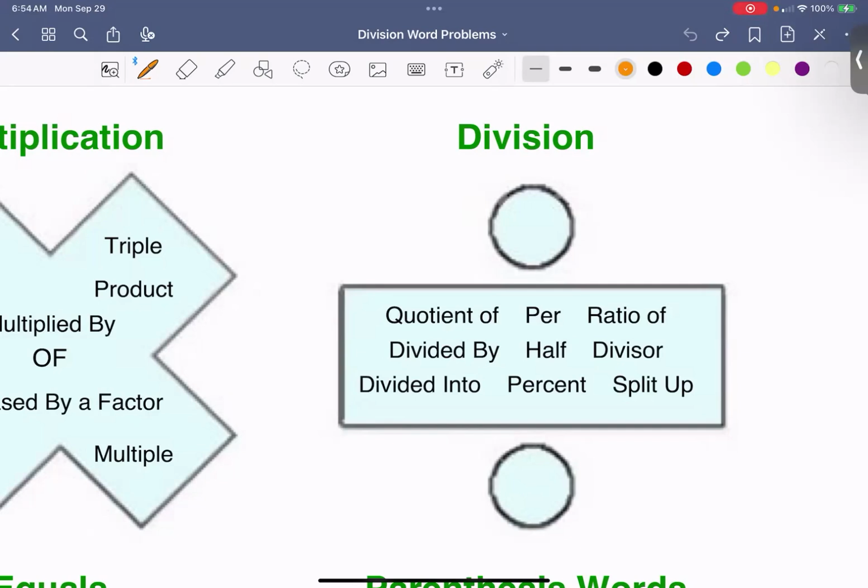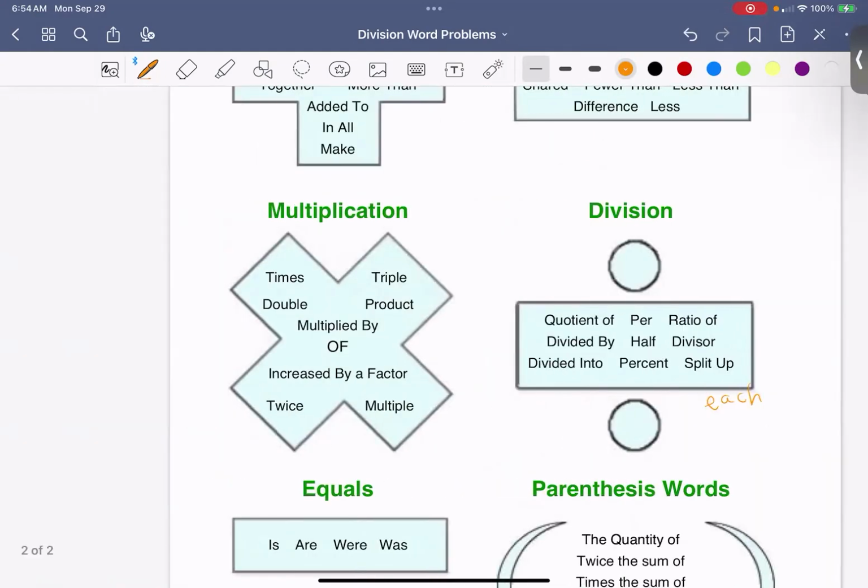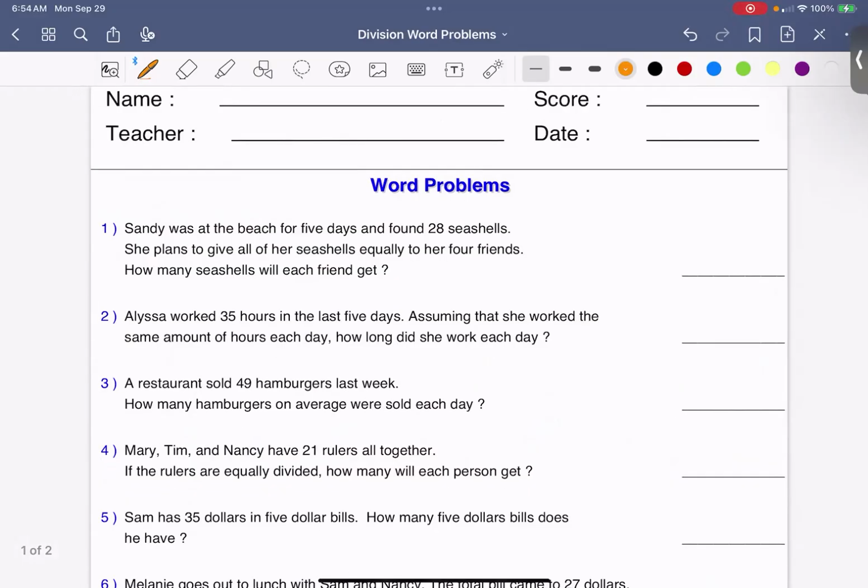In this video, we're going to learn how to solve division word problems. Let's look at some division words that you want to look out for. We have quotient of, divided by, divided into, per, ratio of, divisor, split up, percent, half. Another big one is each. Let's look at some division word problems.